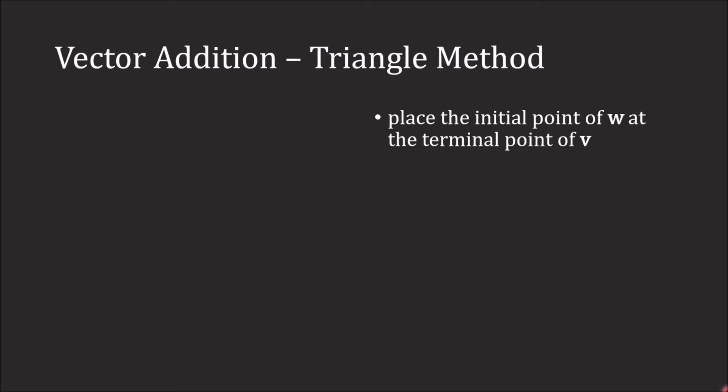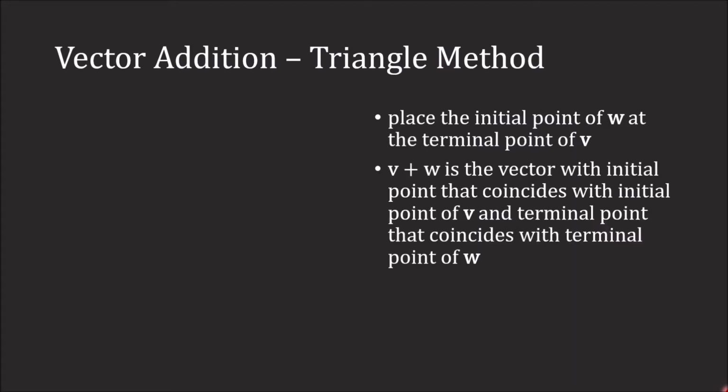We also can add two vectors. So we're going to look at the triangle method. To add vectors using the triangle method, first place the initial point of W at the terminal point of V. And then V plus W is just the vector with initial point that coincides with the initial point of V and terminal point that coincides with the terminal point of W.